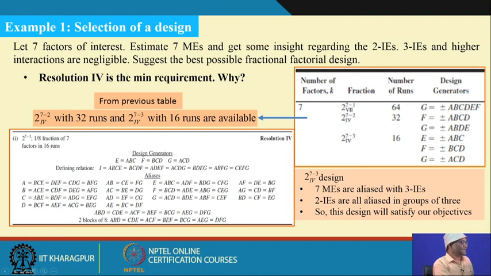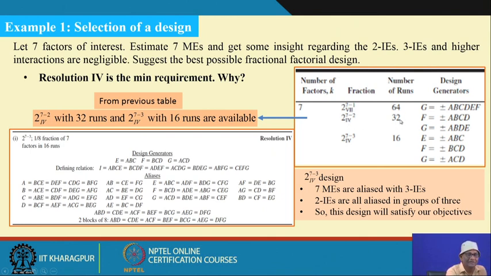So, we can say that this design is satisfactory, because we want to know some amount of information about the second order interactions and full information about the main effects. So, this design is satisfactory. Now, what will happen if you go for the 2 to the power 7 minus 2 resolution 4 design?